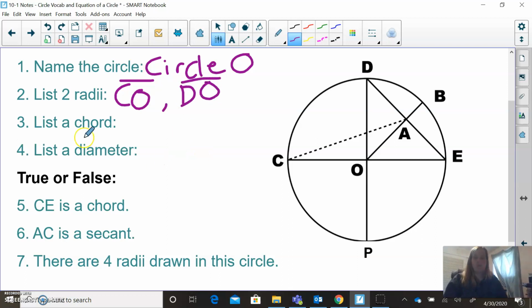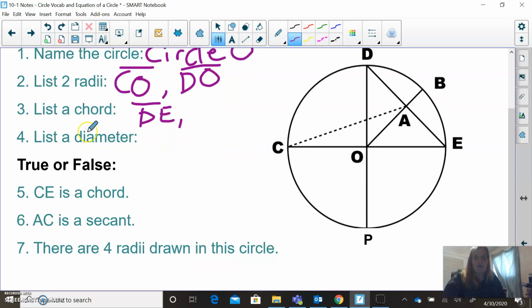Okay. List a chord. Now remember, a chord has endpoints on the circle. That could be D, E would be one of them. Okay? There's a bunch. Like, there's more than one, but we're just going to list one. So list a diameter. So we actually have 2 diameters in this picture, and I'm just going to use the one that's CE.